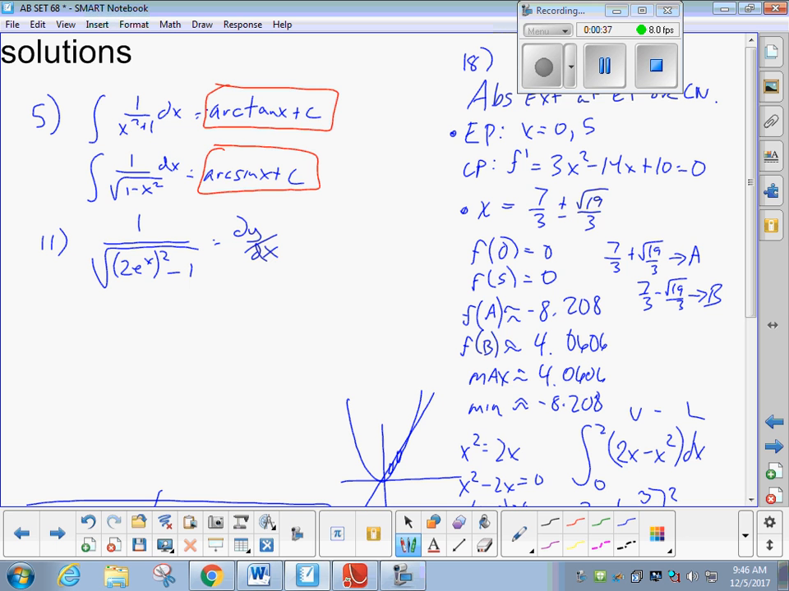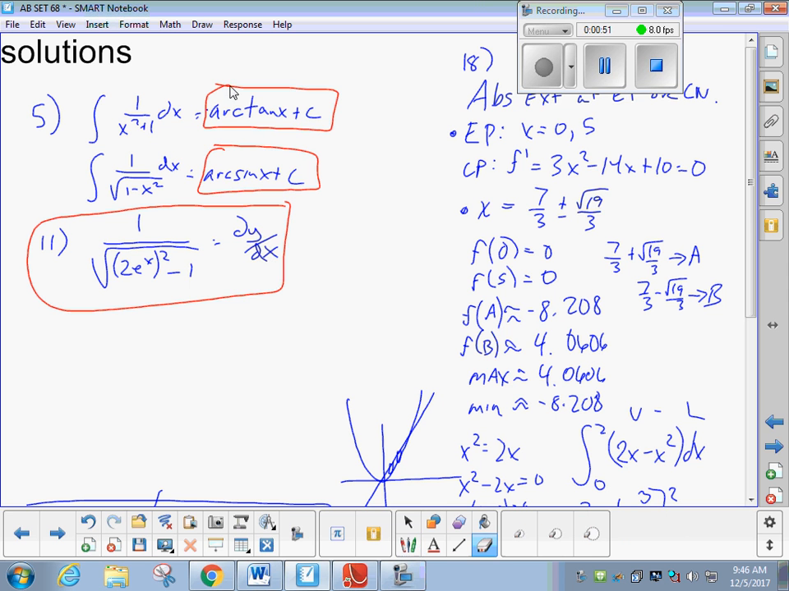How about 11? Showing appropriate work. I have 1 over the square root of 2e to the x quantity squared minus 1. Do you agree with that, or shall we go over the work for that? Please. Okay. No, I do not agree with that. I might have made a mistake, but I don't think so. No, I don't agree because I got it violently wrong. Violently wrong? Okay. I agree. All right. You agree with mine?